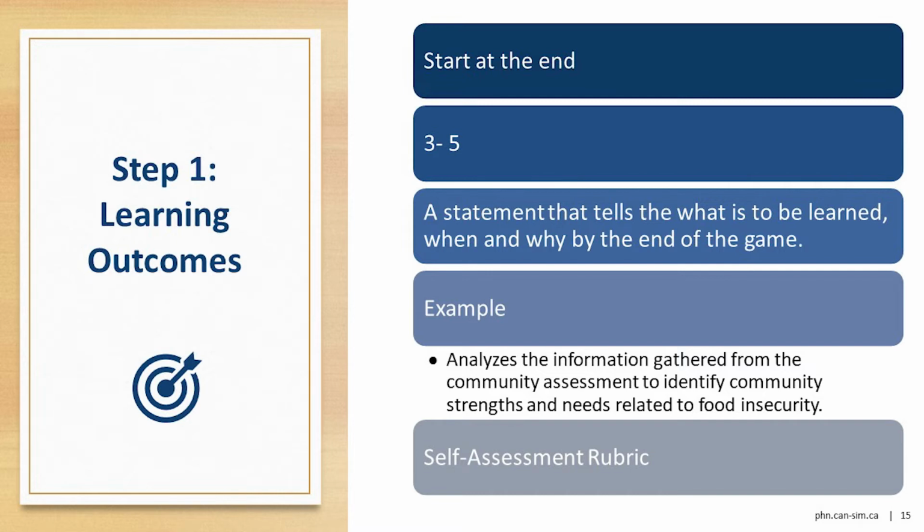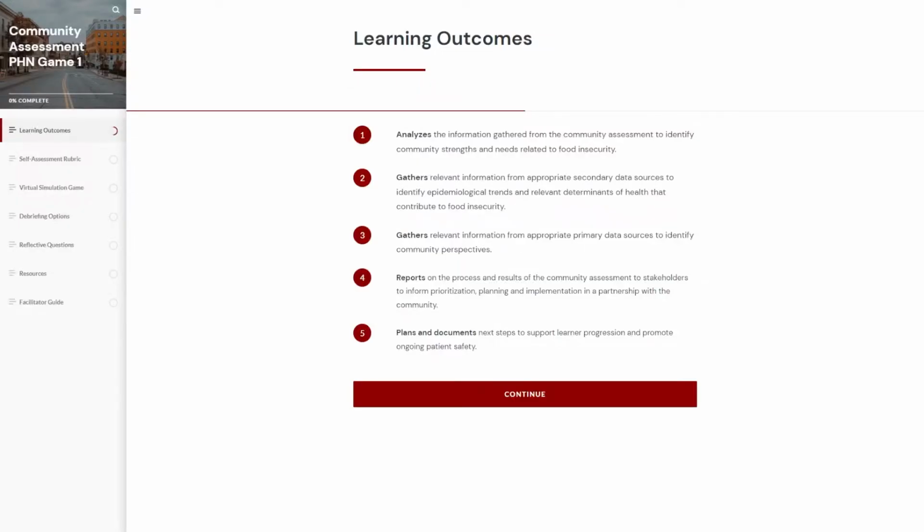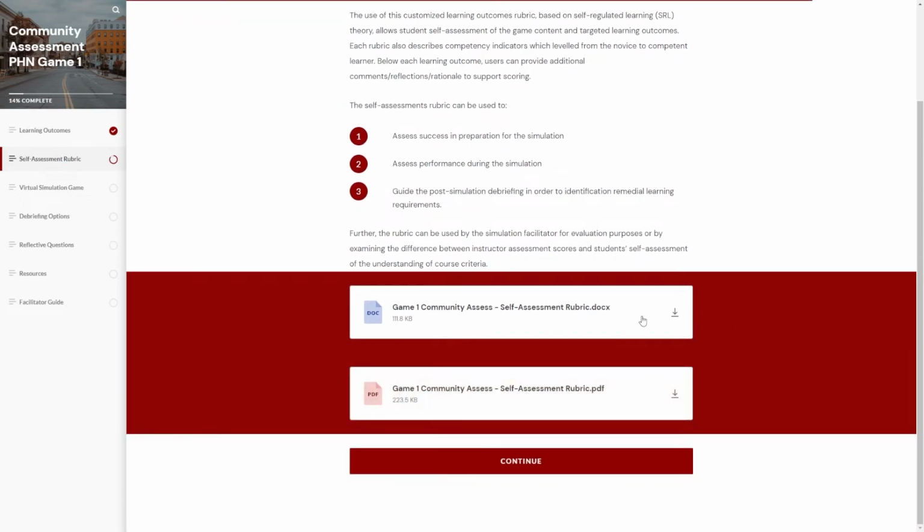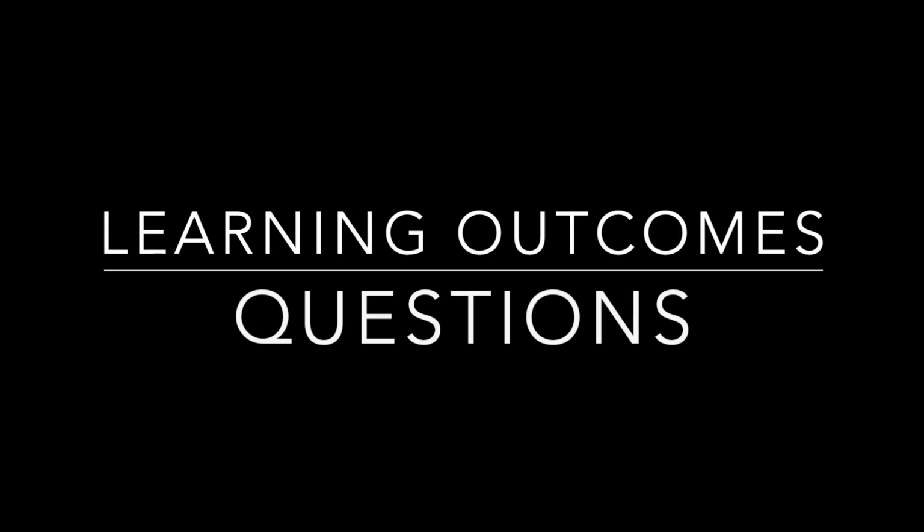An example of game 1 for community assessment: the what was analyze the information gathered, the when was from the community assessment, and the why to identify strengths and needs related to food insecurity. So that is how the learning outcomes would look. These learning outcomes then became part of the self-assessment rubrics. There is a self-assessment rubric for each game for students to evaluate their own performance. A scene was described, and a critical thinking question identified with 3 responses. 1 was correct and 2 were incorrect, if that was the kind of question we chose.